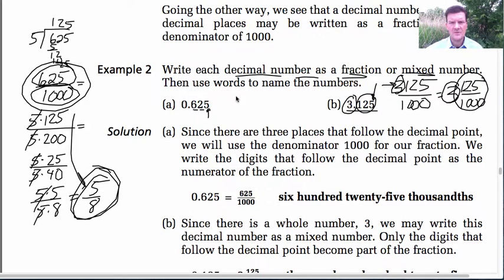So if you just have 3 and 125 thousandths, and then if you reduce this 125 thousandths, you'll notice that 25 goes into 125 5 times. The 125 here is 25, another 25, another 25, another 25, and another 25. 5 25s. And 1,000 is going to be 40 25s.